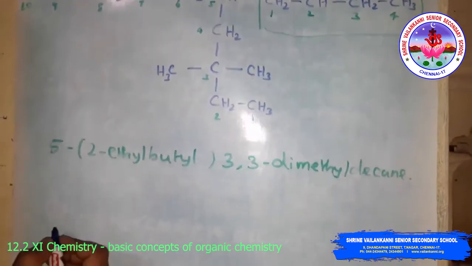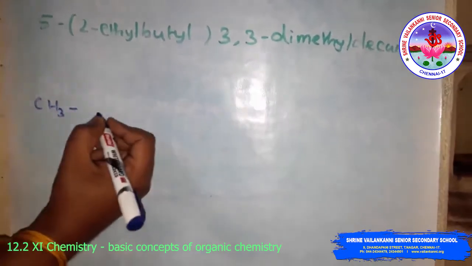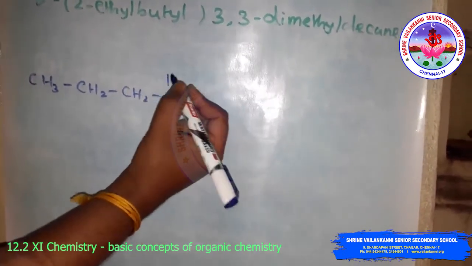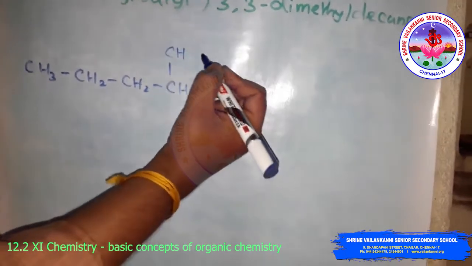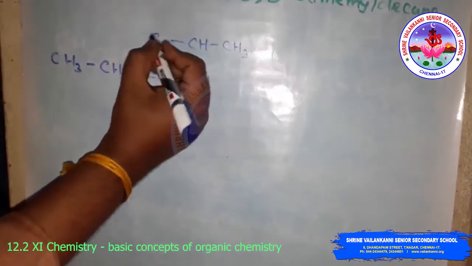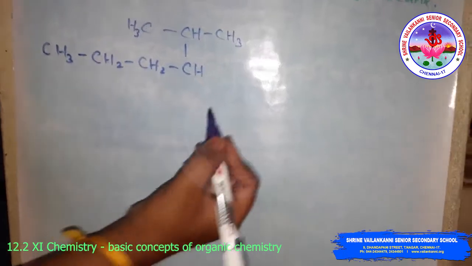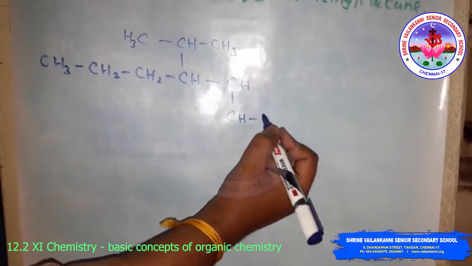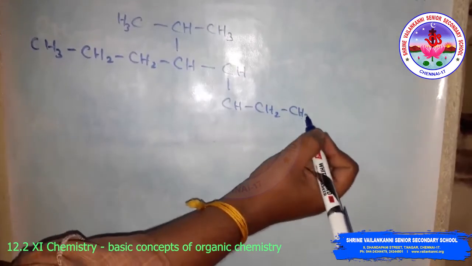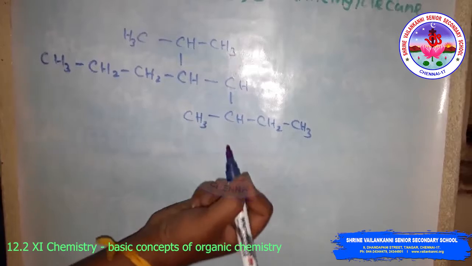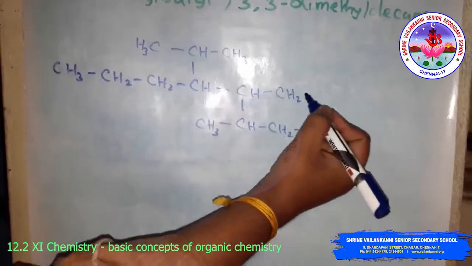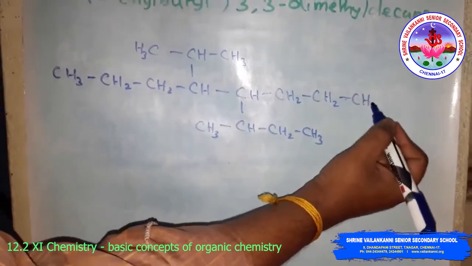I'll write here CH3, CH2, CH2, CH, then branching CH, CH3, CH3, then again CH, here also one branch, CH, CH2, CH3, here CH3, this is the fifth position, then CH2, CH2, CH2, CH2, CH3.